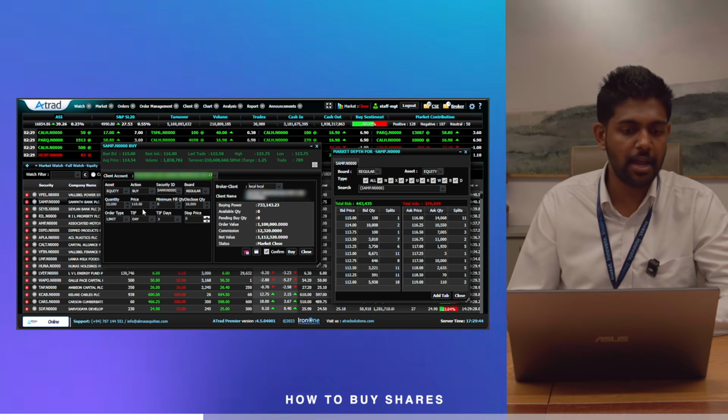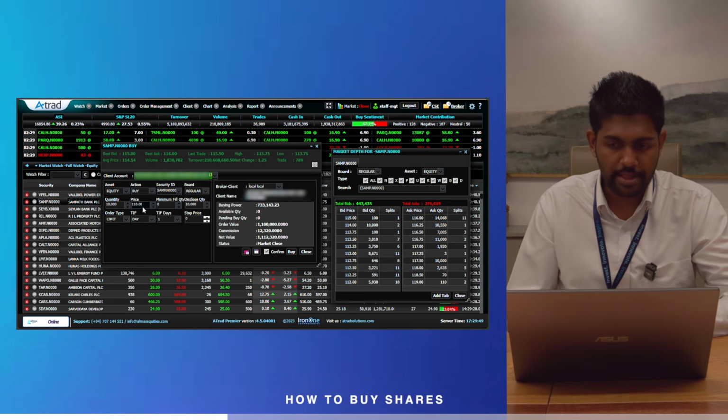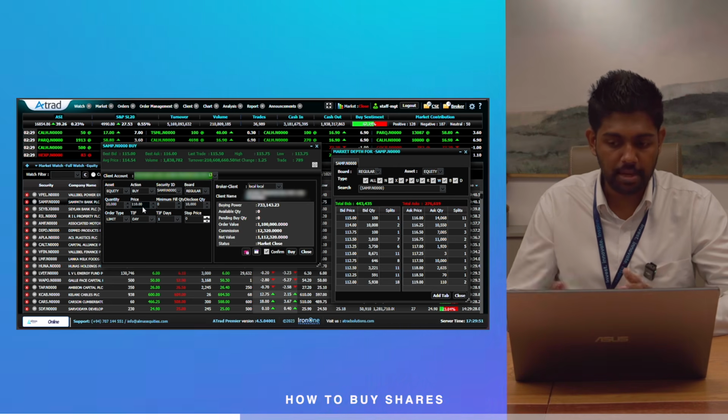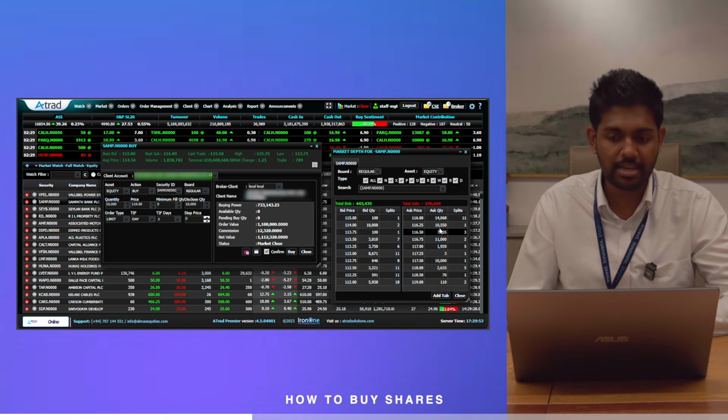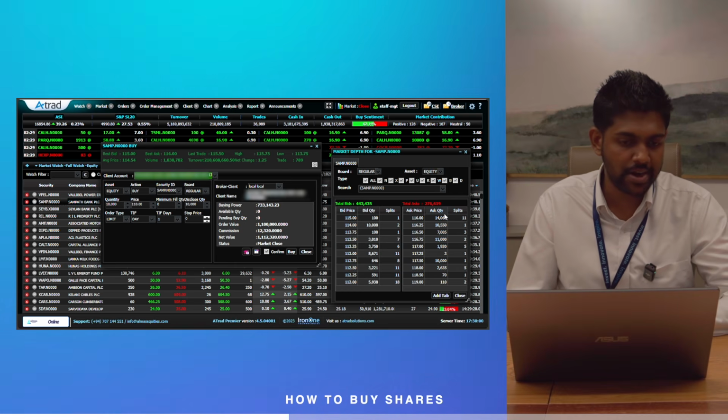So let's say, for example, I want to buy Sampath Bank shares at 110. However, there is no one selling that many shares at 110, or even nobody is selling in the market at 110.